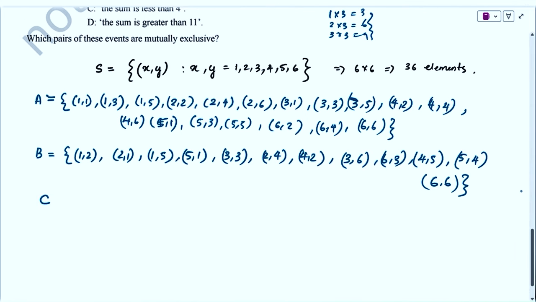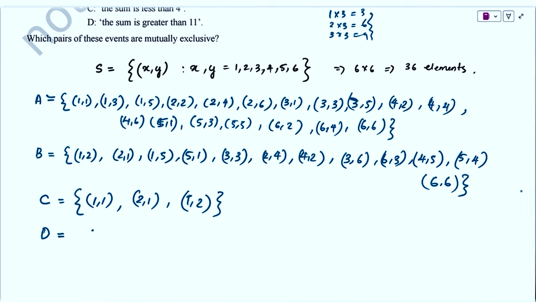Then the next is C, the sum is less than 4. That is (1,1), the sum is 2. (2,1), the sum is 3. And (1,2), the sum is 3, which is less than 4. Then the next event is the sum which is greater than 11. That is 12. There is only one element, which is (6,6).